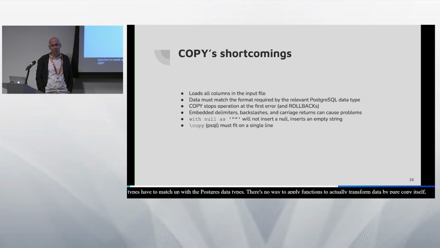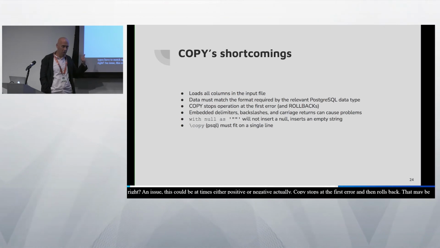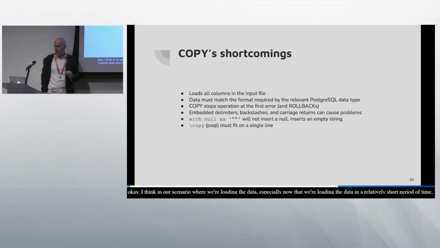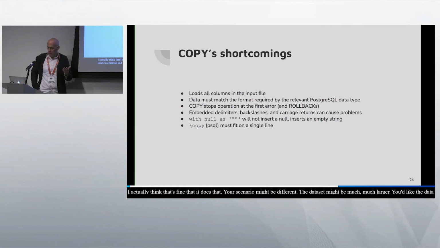Copy stops at the first error and then rolls back, right? That may be okay. I think in our scenario, where we're loading the data in a relatively short period of time, I actually think that's fine that it does that. But your scenario may be different. The data set might be much, much larger. There may be other dynamics involved, and you don't want that to happen. You'd like the data load to continue, and the errors could be pushed off somewhere else, right? So that can be an issue.